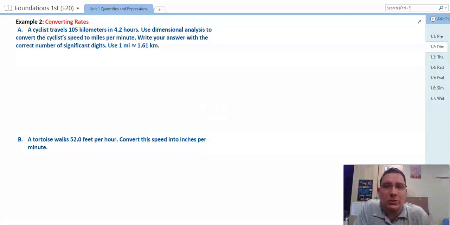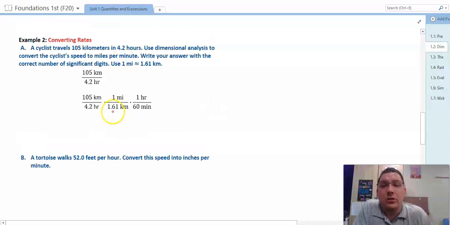Okay, so let's look at what this is going to look like. So as we first start our fraction, again, we're going to write this first part as a fraction. So 105 kilometers over 4.2 hours. So there's our fraction here. And then we're going to convert our rates. And so the kilometers need to cancel with the kilometers in the denominator. And so we're going to put the 1 mile in the numerator, 1.61 kilometers in the denominator, and those will cancel. But then I've also got to convert the hours.